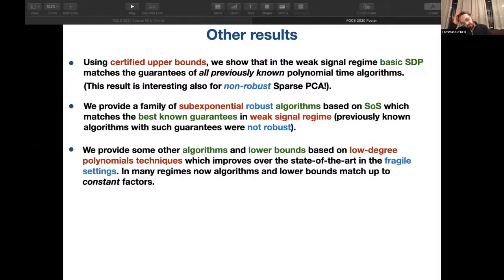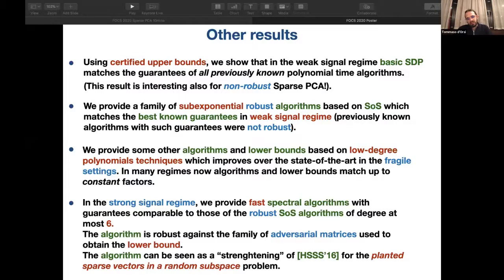As I mentioned at the very beginning, there are some interesting questions about logarithmic factors. Essentially, with our insight from the lower bound, we get some nice algorithms based on polynomials and some sharper lower bounds that allow us to somewhat close the gap that was there before. So what happens now is that in most regimes, algorithms and lower bounds match up to constant factors.